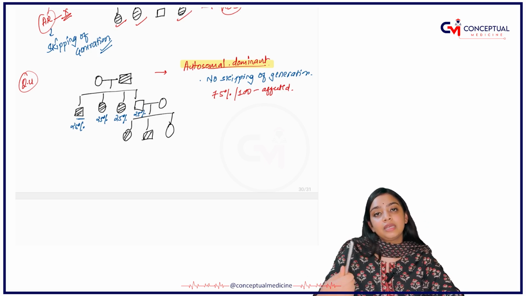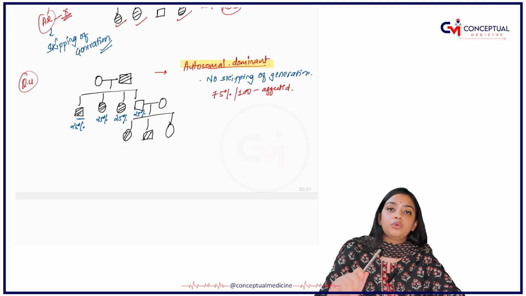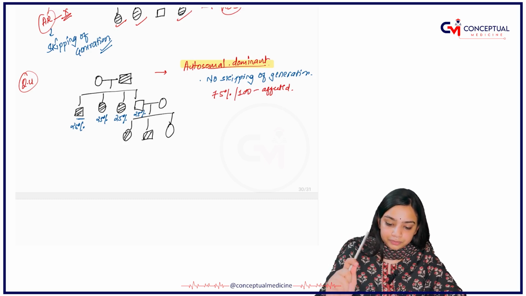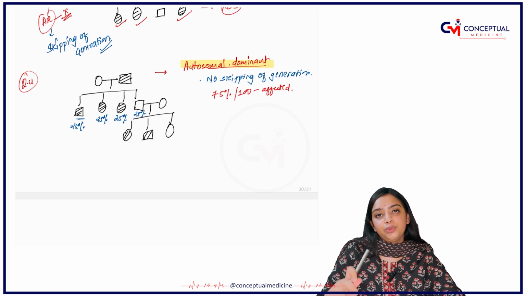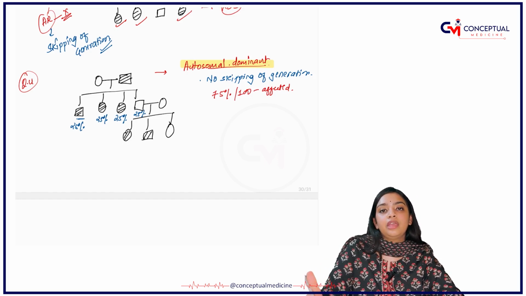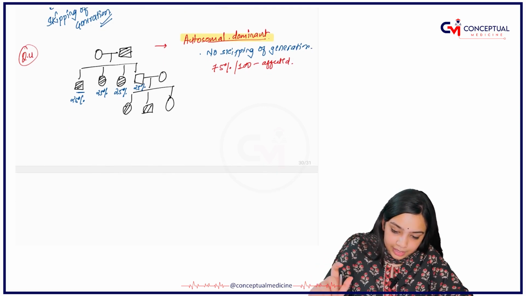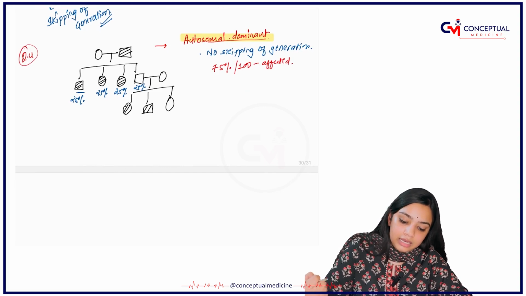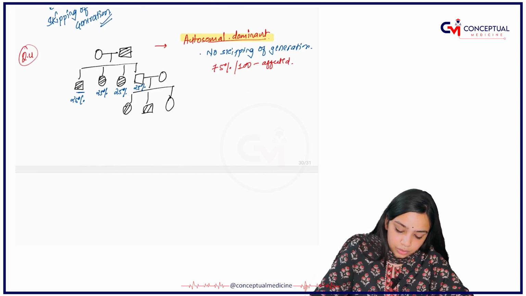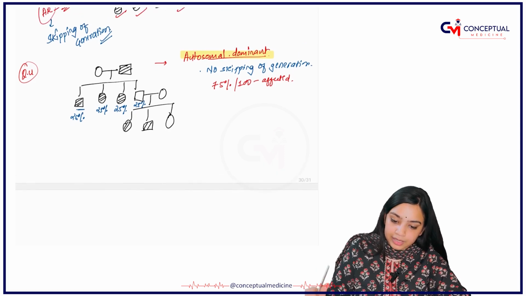If there had been skipping of generation, then it could be a case of autosomal recessive. Okay, so this is how you have to do the pedigree analysis. Each and every step you have to take into consideration. If you do the pedigree analysis by this method, it will be much easier for you all. So this was all about the pedigree analysis.